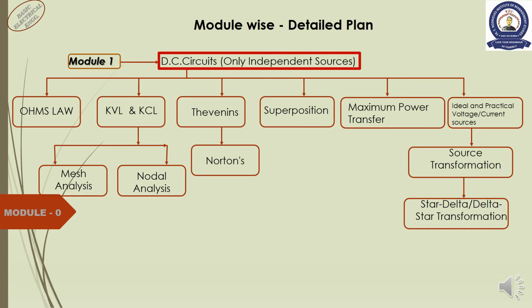Ideal and practical voltage sources. What is an ideal voltage source and a practical voltage source? Similarly, current sources, ideal and practical, will be discussed. The next is source transformation. If you want to convert a current source to a voltage source, or a voltage source to a current source, and find out the output value, then we are going to study this. Later we are going to study star-delta and delta-star transformation. This is all about module 1, which is distributed among 12 hours.